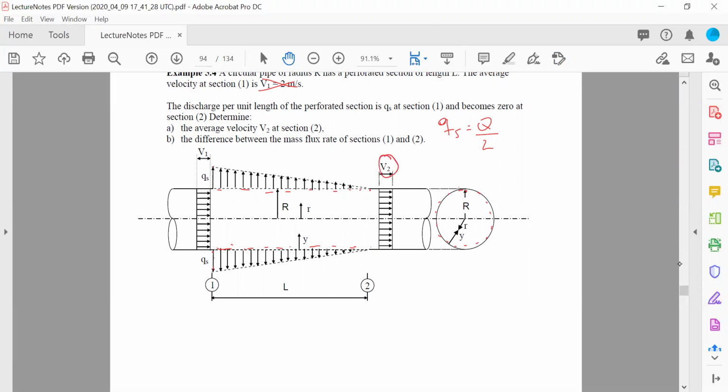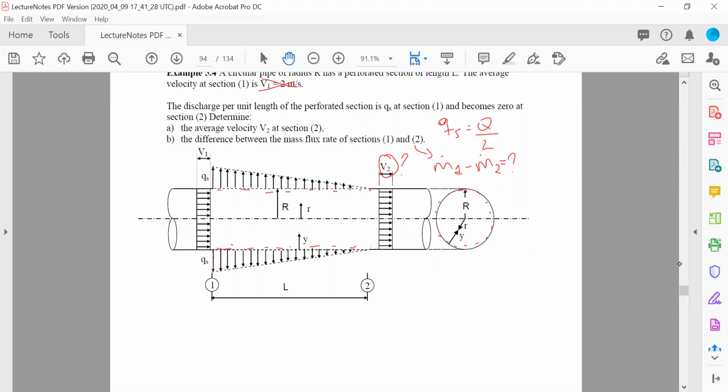It is asked to calculate the average velocity V2 at section 2. This velocity is asked, and the difference between the mass flux rate of sections 1 and 2, so that this one is asked, mass flux at 1 minus mass flux at 2. This is also asked. So that let's go through.